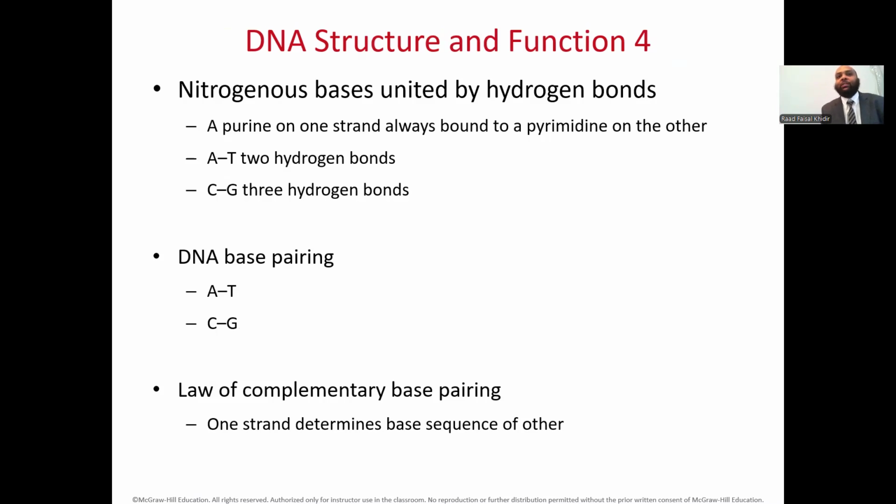So the law of complementary base pairing: one strand is going to determine the base sequence of the other. If I give you one strand, it's very easy to figure out the other because you already know the law. Every purine binds a pyrimidine. C binds with G, A binds with T.